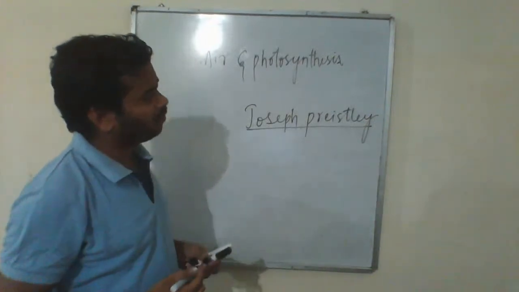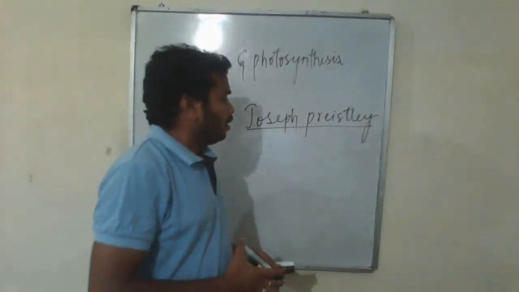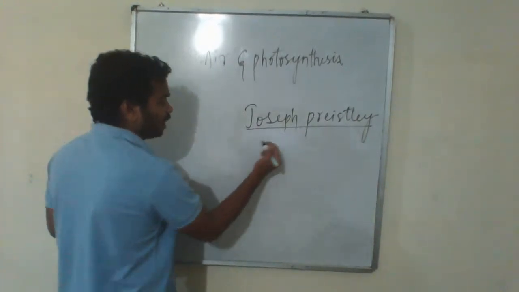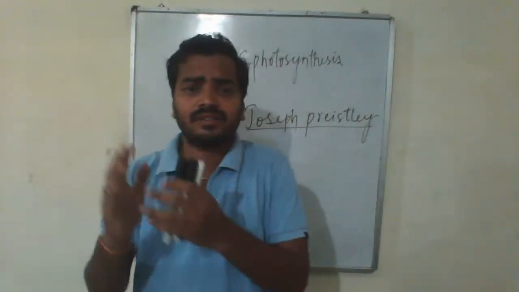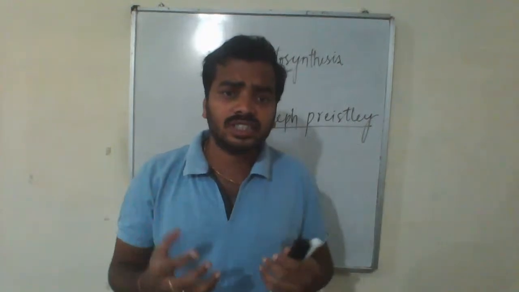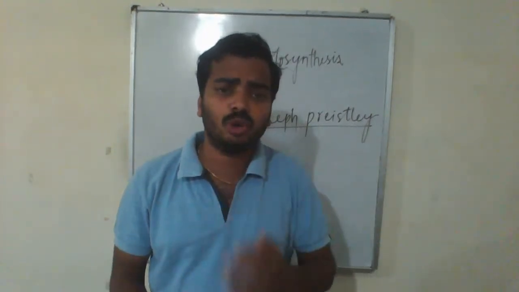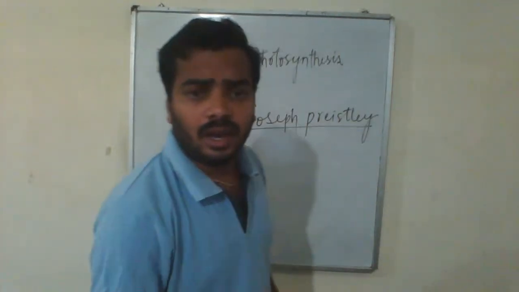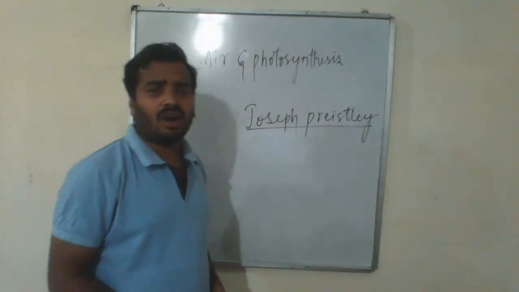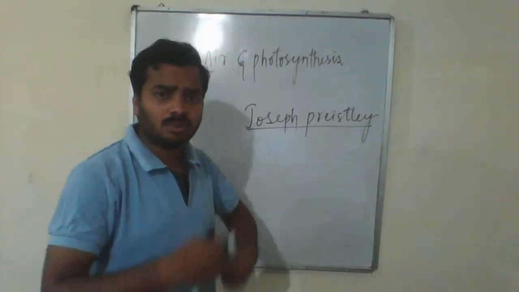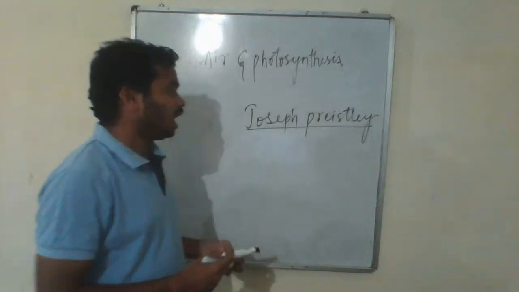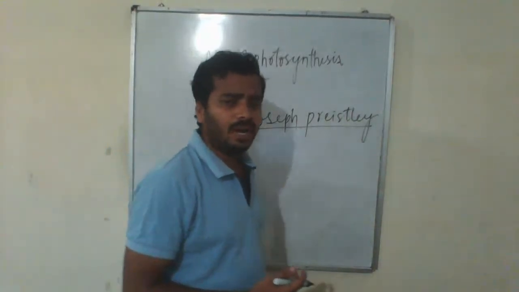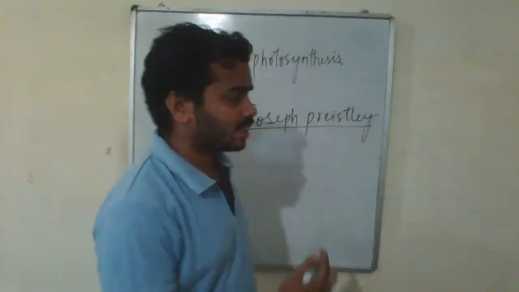So why exactly are we giving importance to this person? He performed several experiments where he showed that oxygen is liberated from plants, and that oxygen liberated from plants is consumed by animals like us. Every organism living upon the earth consumes this oxygen which gets liberated by plants. That was proven by Joseph Priestley by a famous experiment called the bell jar experiment.